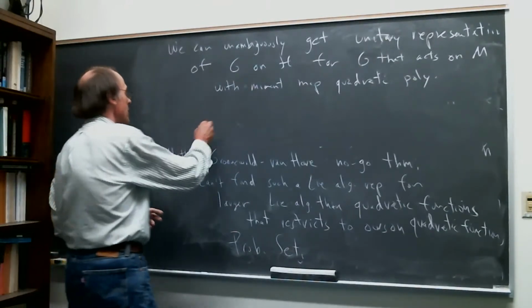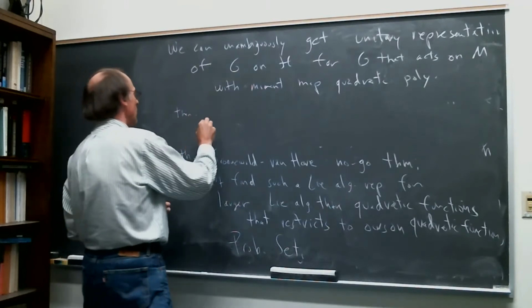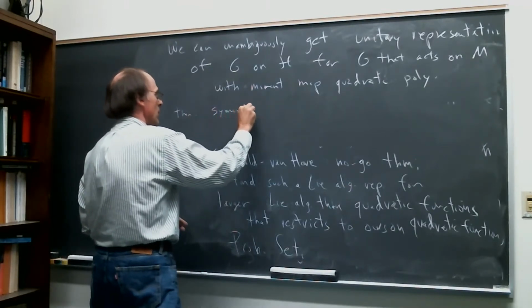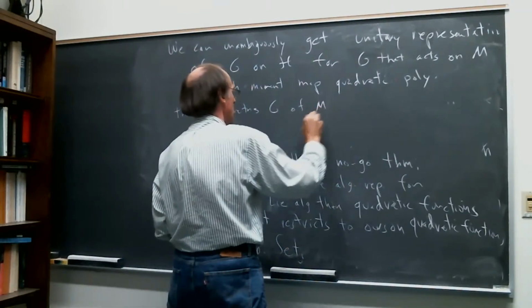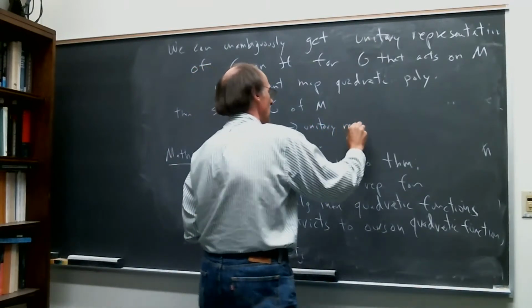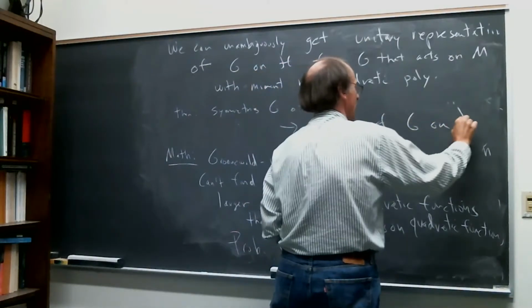So in this case, symmetry G of M goes to unitary of G.